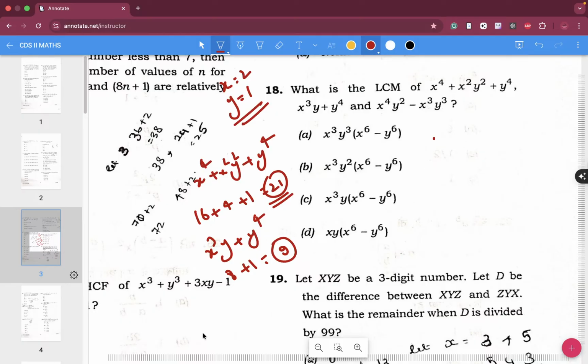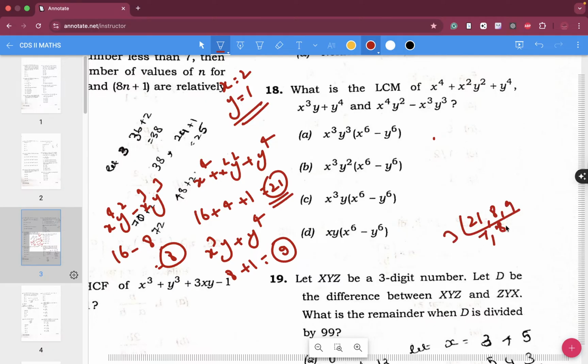And now this particular value, x raised to the power 4 y square minus x cube y cube. So 2 raised to the power 4 is 16, minus over here 8, so 8. Again, up to this particular value we are still reaching the same stuff. So let's find out the LCM of 21, 8 and 9. Okay, so 3, 7, 8, 3.